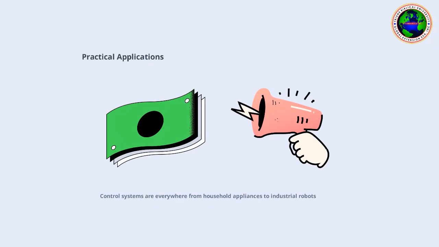Control systems are everywhere, from household appliances to industrial robots. Understanding how open-loop and closed-loop systems work helps you appreciate the technology behind everyday devices and prepares you for more advanced study or professional work in engineering.